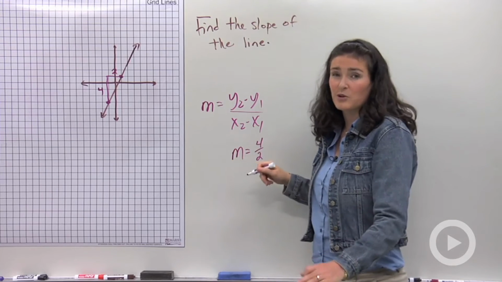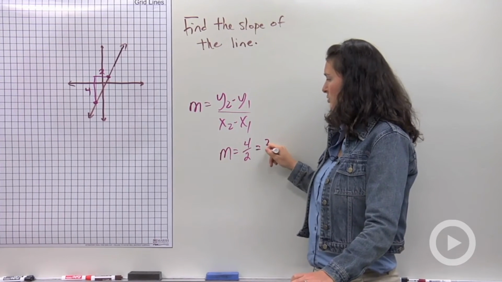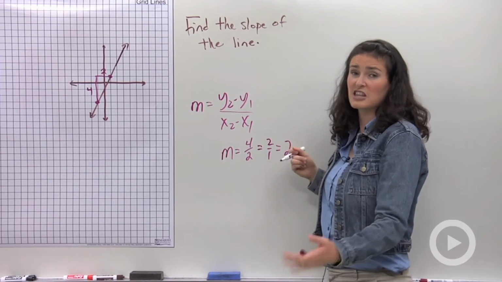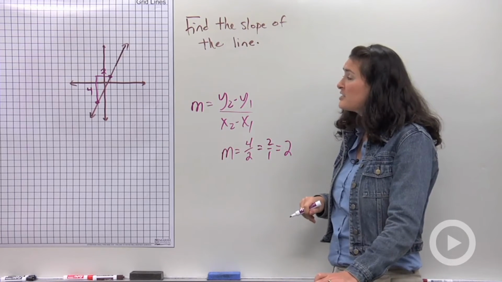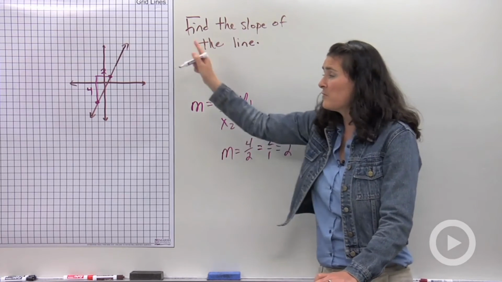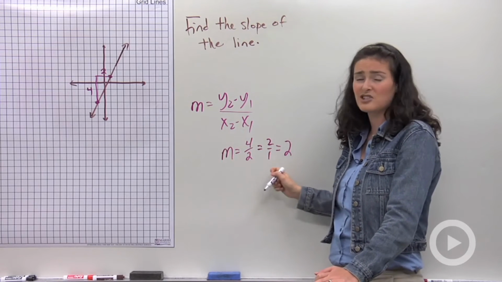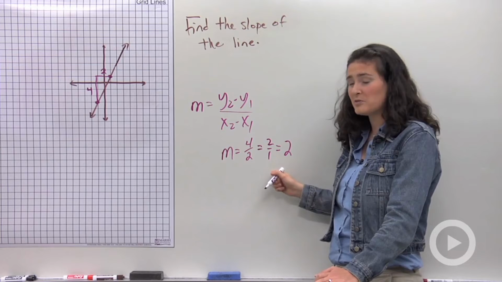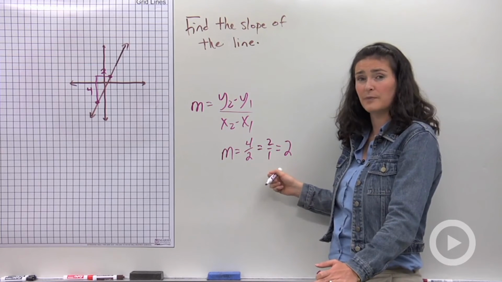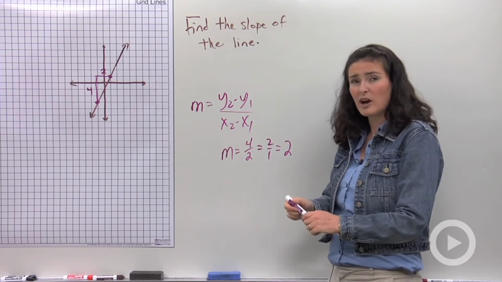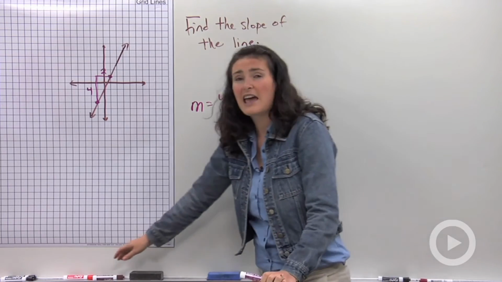You guys probably know that can be reduced to just plain old 2 over 1, or even just the integer 2. And so that's pretty neat because I went from using that line in the triangle, which looks kind of confusing. I had to use a fraction, but I found out that the slope is pretty easy to work with. It's just 2.